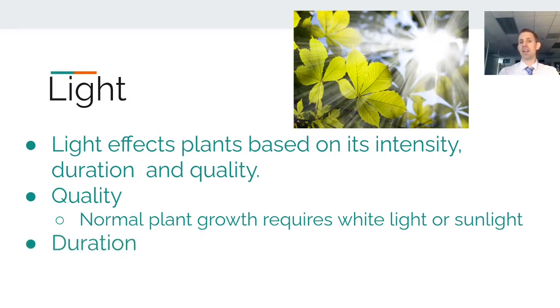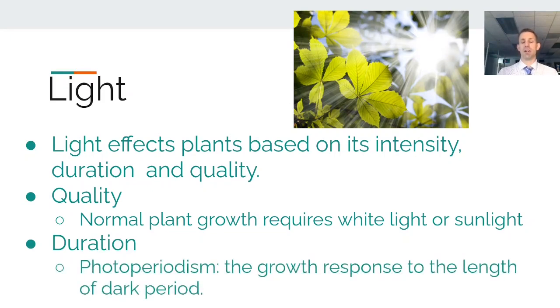The duration of light is the amount of time that a plant gets light during a day. Right now, this is determined by the amount of sunlight. So again, we're talking about plants that live outside. They're subject to, well, how far away are they from the equator?